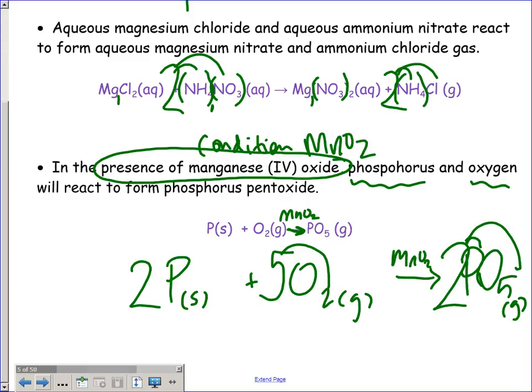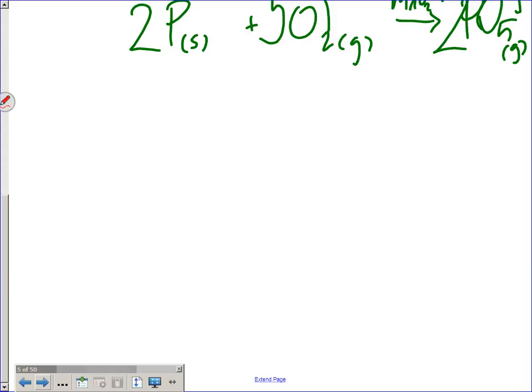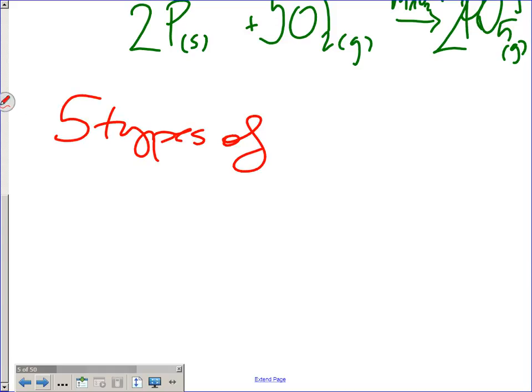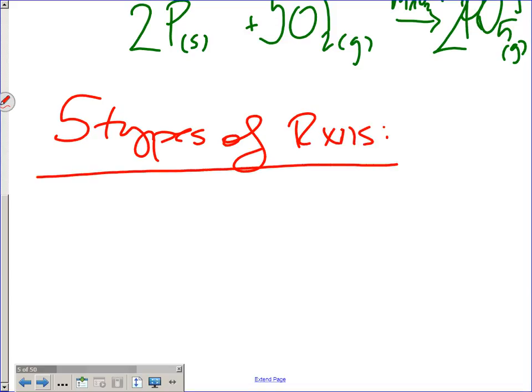Okay, so I will go ahead and tell you the 5 types of reactions, and I'll leave you alone for now. Okay, 5 types of reactions. Write these down someplace, and you'll see them. RxN means reaction for me. Okay, you'll see them in your reading guide.